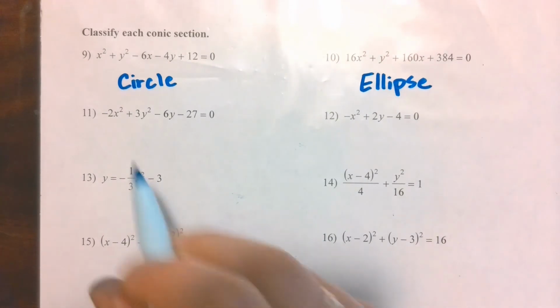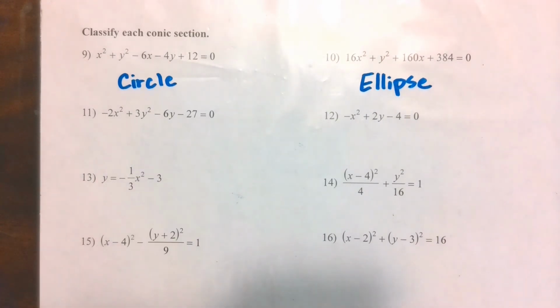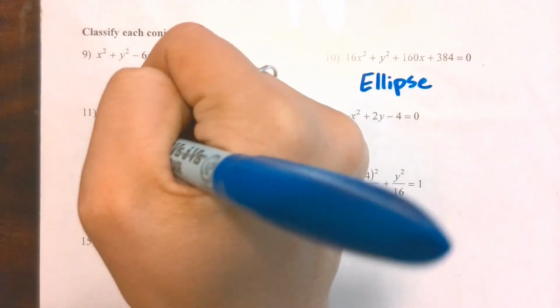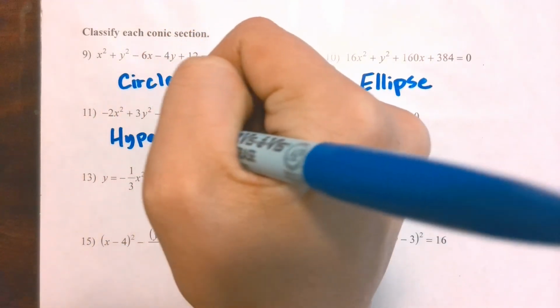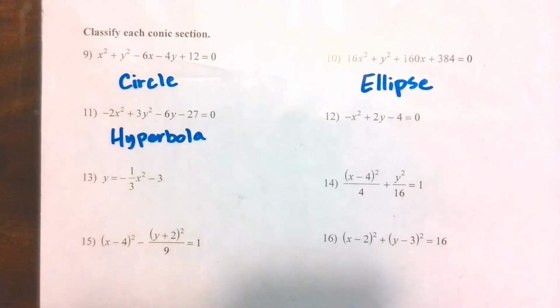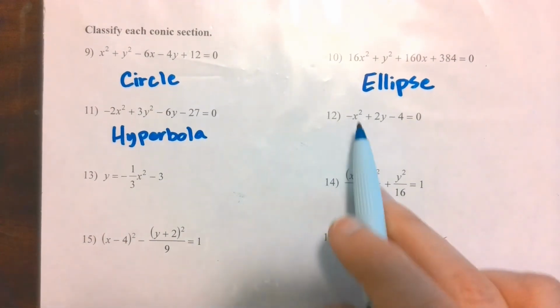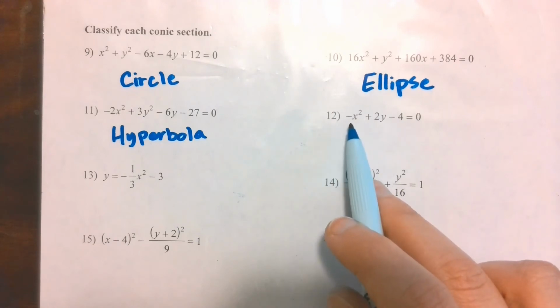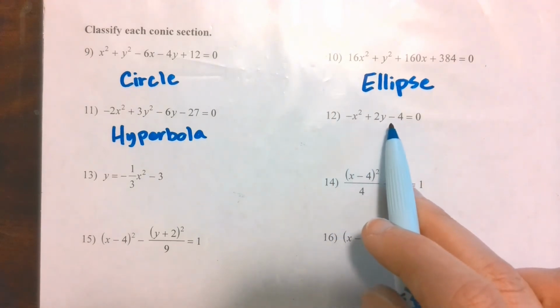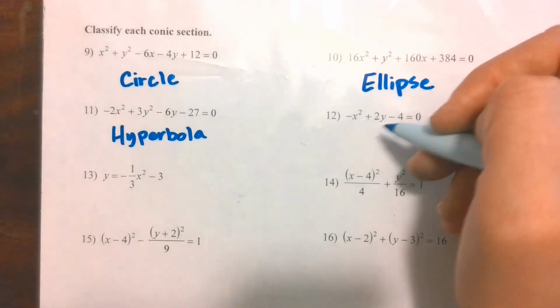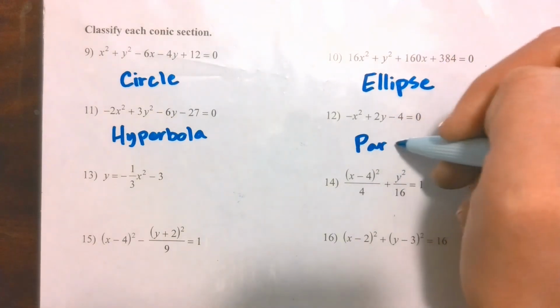Number 11, because one of my terms is negative, it is automatically going to be a hyperbola. Notice that they are both squared though, so don't be tricked by that, because in number 12, I do have one negative term and one positive, but there's only one squared term, so number 12 is a parabola.